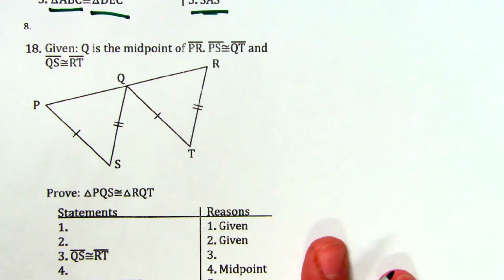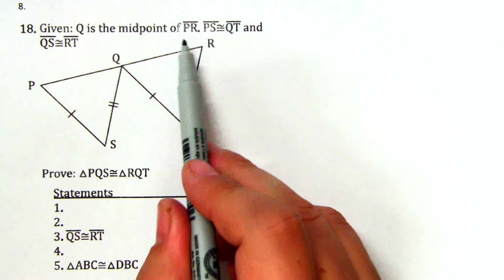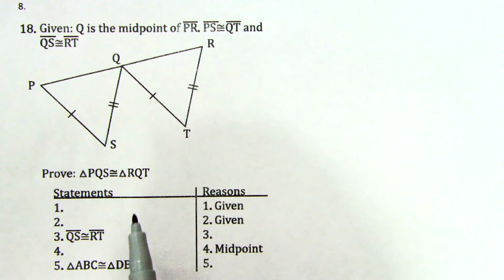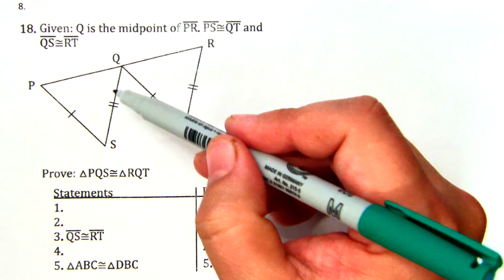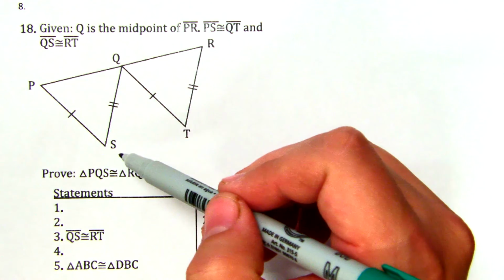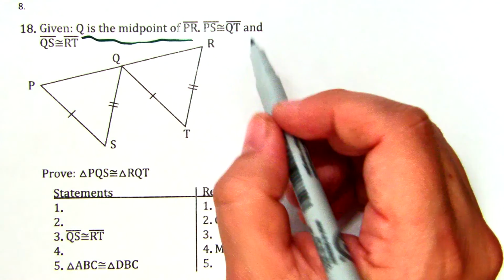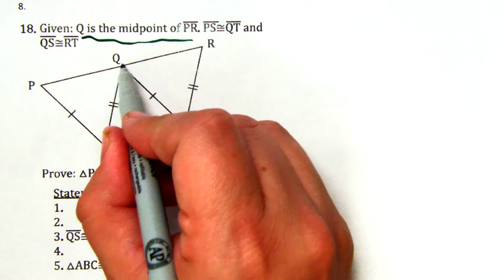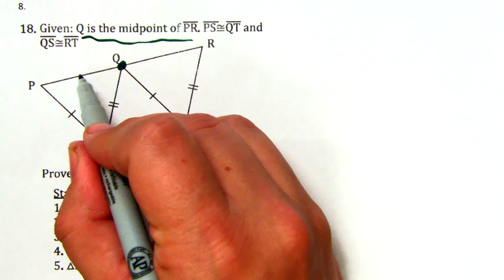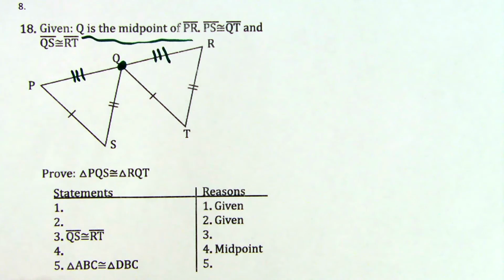8 is pretty similar. What are we given? We're given that Q is the midpoint of PR, PS is congruent to QT, and QS is congruent to RT. So some of this is marked. QS, RT, those are congruent. QT, PS, those are congruent. We're given that Q, again, is the midpoint of PR. So what does that tell us? It tells us that Q splits this segment PR into two equal parts. So PQ and QR are going to be congruent.